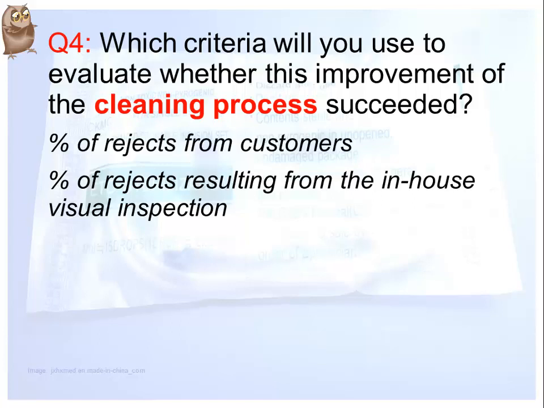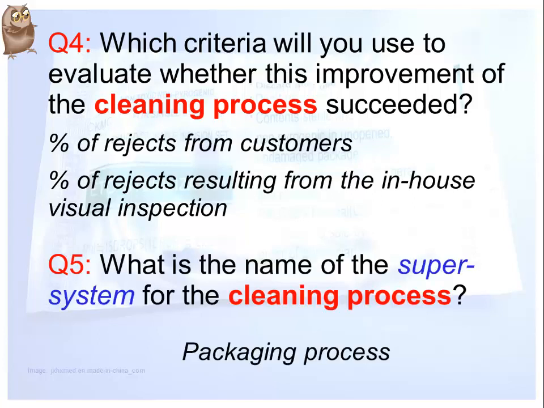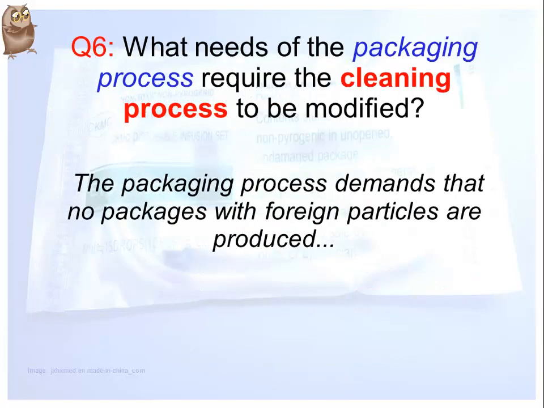Firstly, he thought about the percentage of infusion kits returned to the factory from customers, and secondly, he thought about the percentage of rejects as a result of in-house visual inspections. Also, he decided that the super system role was played by the packaging process.